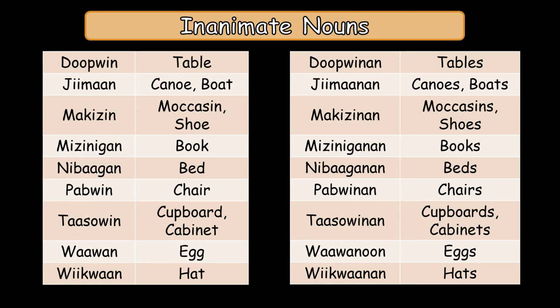Great. Now let's review the inanimate nouns. Dopwin, G-man, Makizin, Mazinagan, Nebagan, Pubwin, Tasawin, Wawan, Weekwan. Plural forms: Dopwinan, G-manan, Makizanan, Mizinaganan, Nabaganan, Pubwinan, Tasawinan, Wawanon, Weekwanan.